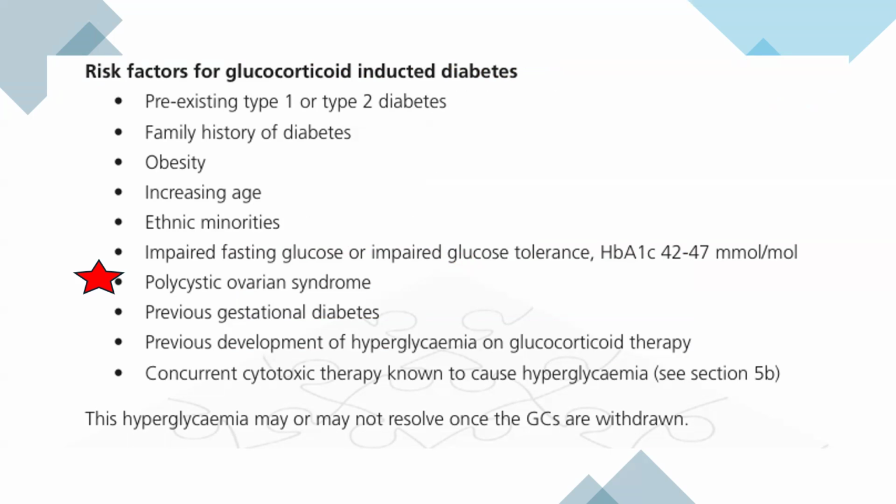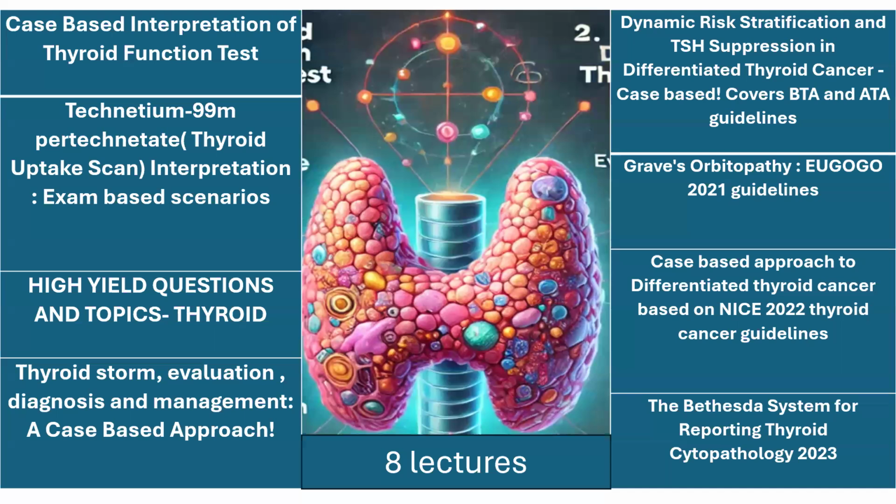Obesity, increasing age, certain ethnic minorities, patients who already have pre-diabetes or impaired glucose tolerance or have an HbA1c of 42 to 47 millimole per mole, having a background of PCOS, previous gestational diabetes, previously if they have developed hyperglycemia on steroid therapy, and if the patient is on any concurrent cytotoxic therapy, which can cause hyperglycemia as well. Many a times we notice that this hyperglycemia may or may not resolve even when the glucocorticoids are withdrawn.